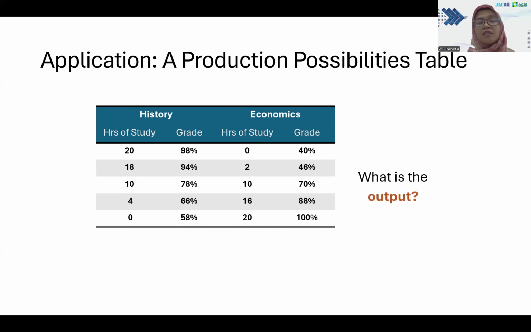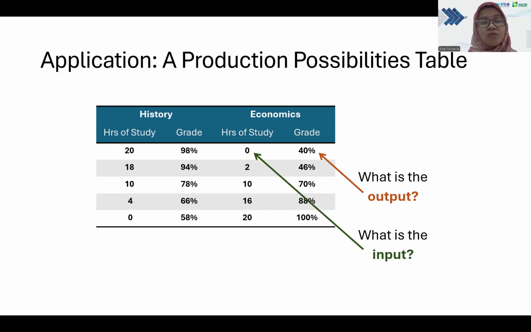Here we can see there's an input and an output. What's the output? The output is the grade, the grade of economics and history. And what is the input? The input is the resources, the hours of studying. Inputs in producing goods and services can be the people, the labor, the capital, and the natural resources, such as oil and gas, mining resources, and so on and so forth.